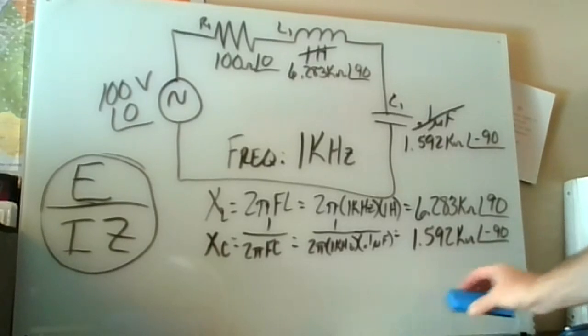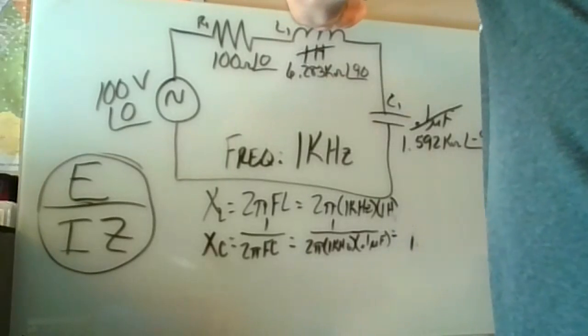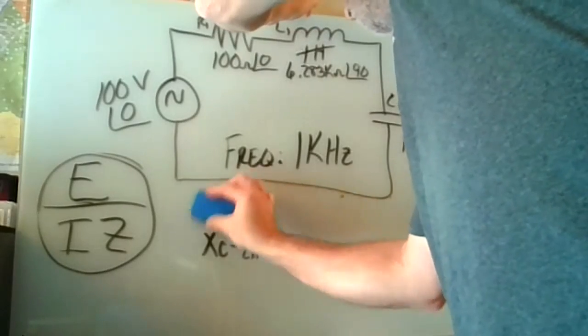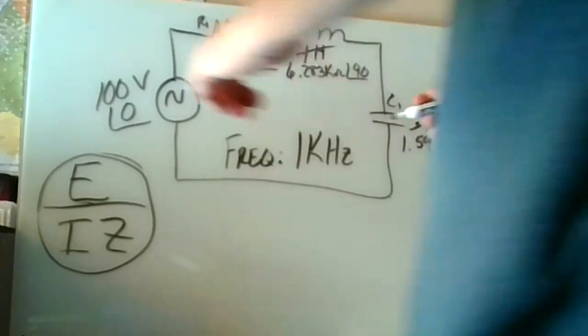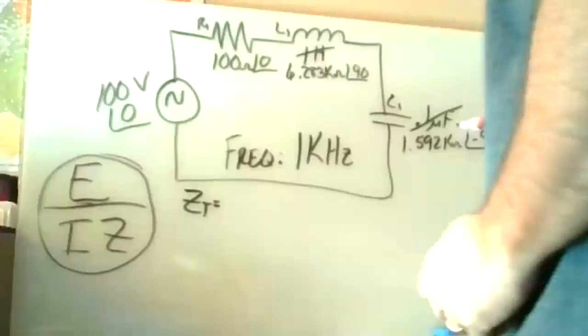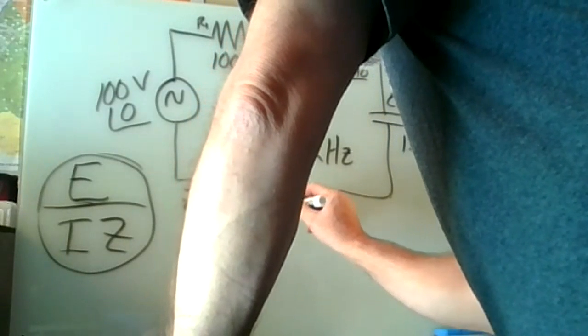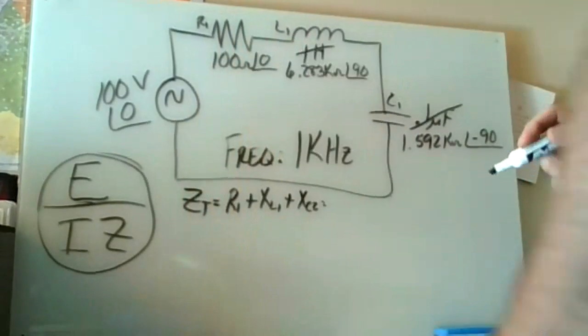Since my board is small and I'm running out of room, I'm going to erase these equations so that we can have some more room to work, since we figured those out already. So I want to find my Z total. Well, how do I find Z total? I say it's R1 plus X of L1 plus X of C2. I'm just going to add them all up.